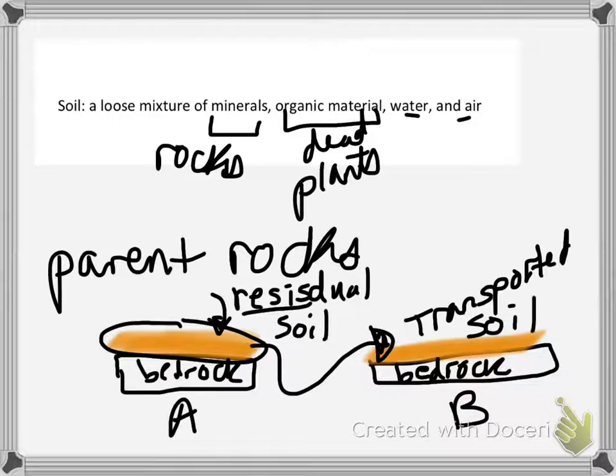So while the soil was residual soil, it chemically matched the bedrock that it was on, because that's where it came from. But when it's transported soil, it is going to be a different chemical composition than the bedrock beneath it. That's how we're able to tell that that's not its original location. That soil came from somewhere else. That means it eroded, it moved, it was transported from another location.